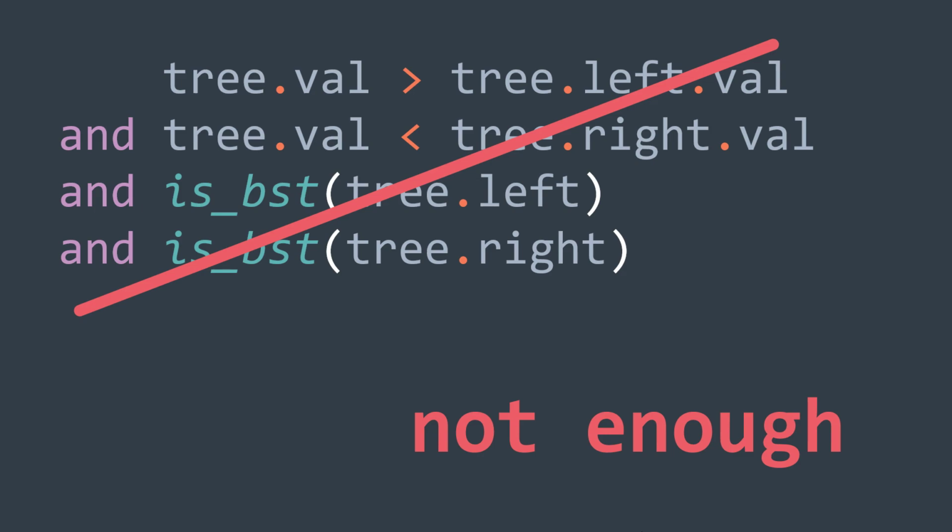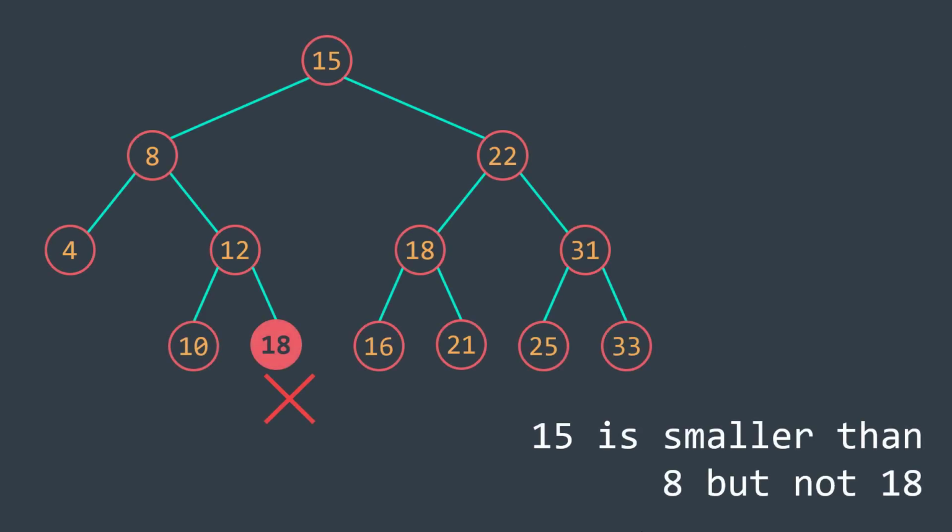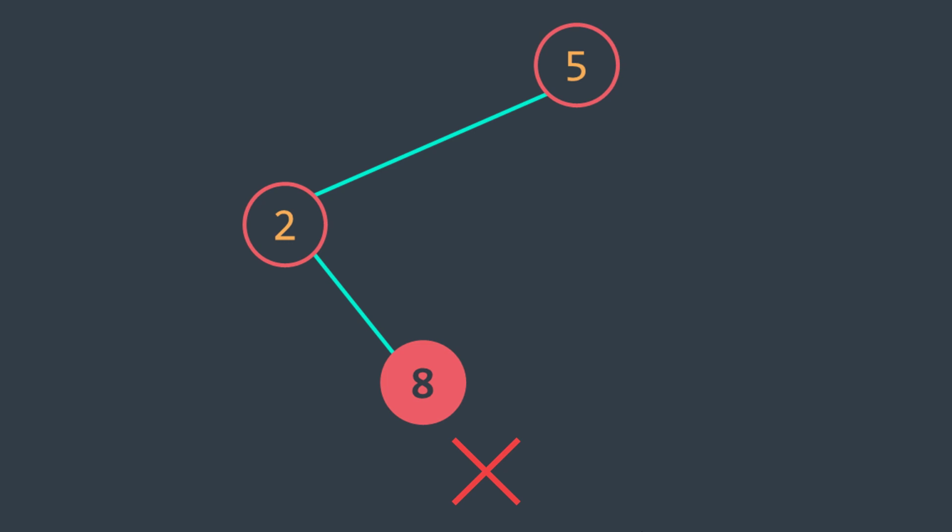And even if we're doing it recursively, we can have cases where the node is greater than its left child, but it's not greater than all remaining nodes in the left subtree. Little example here, 5 is greater than 2 and 2 is smaller than 8, so our solution would return true. But this tree is not a binary search tree because 5 is not greater than 8, which has to be the case in a BST because 5 should be greater than all the nodes in its left subtree.